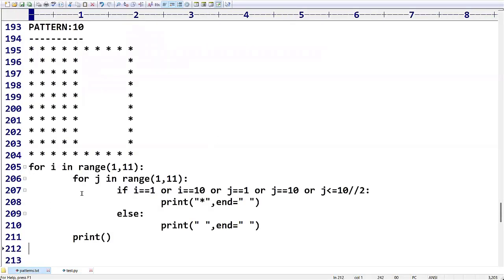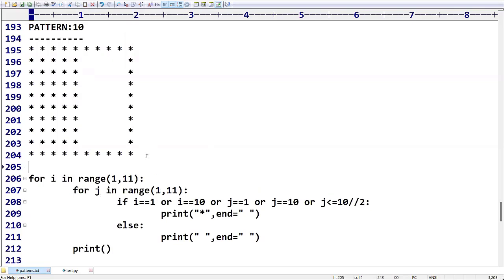I think you people got very clear clarity on how we can implement this kind of pattern by using these loops. I think you people got some idea of how you can draw these kinds of patterns.